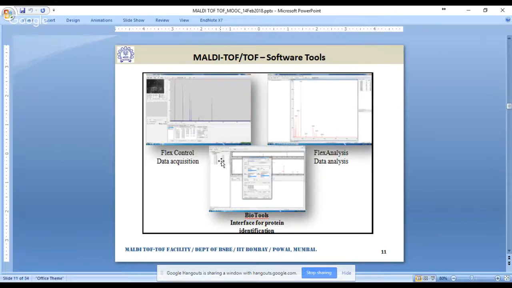So like I said, the Flex control software is the one that is used for acquiring the data. The Flex analysis is used for the analysis of the data. And there is a third software, which is called BioTools. This is generally used when the MSMS mode is being applied in the instrument and if the identification of proteins is to be done. We will now have a brief demo of the Flex analysis.